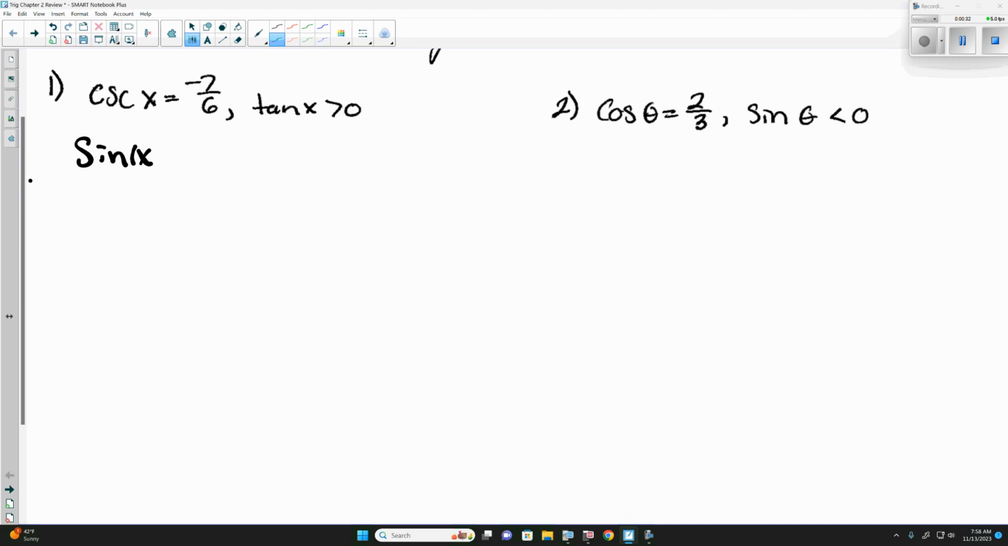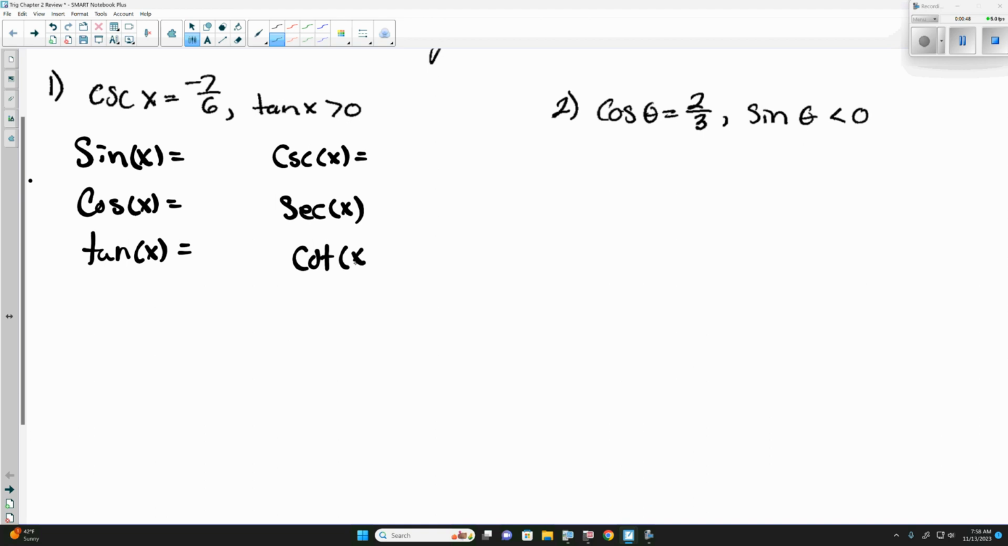So we're needing to find sine of x, cosine of x, tangent of x. We have cosecant of x. We'll need to find secant of x and cotangent of x. So cosecant's negative 7/6. Well, sine is 1 over cosecant. So it's negative 6 over 7.